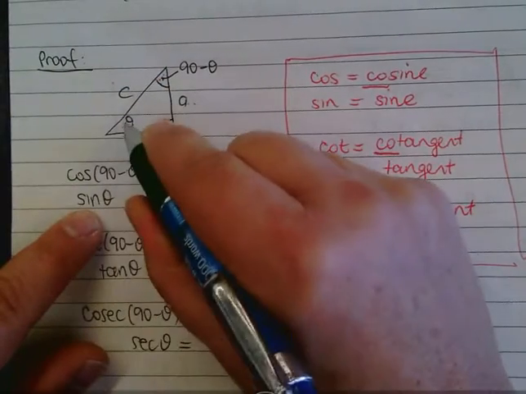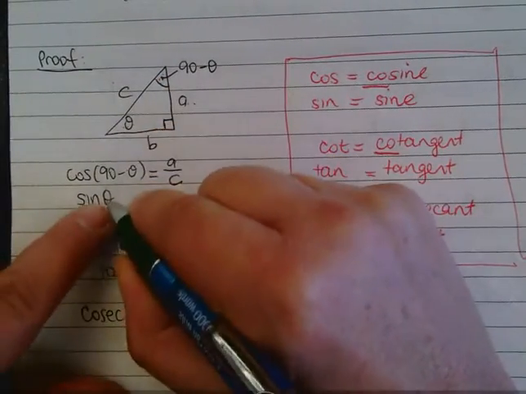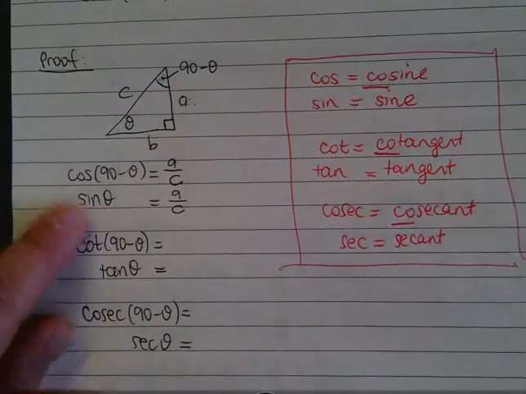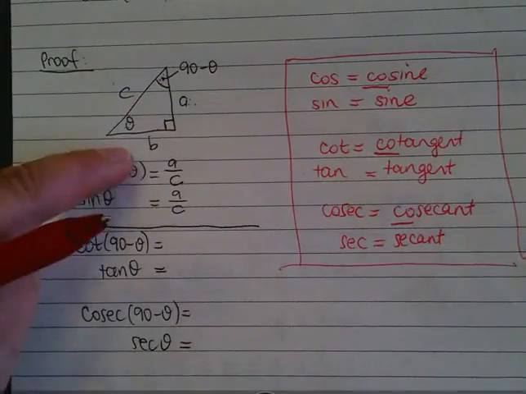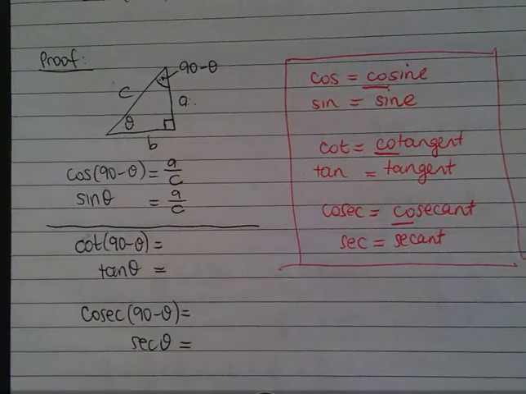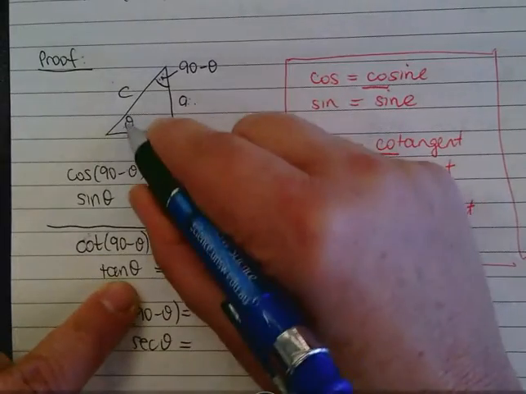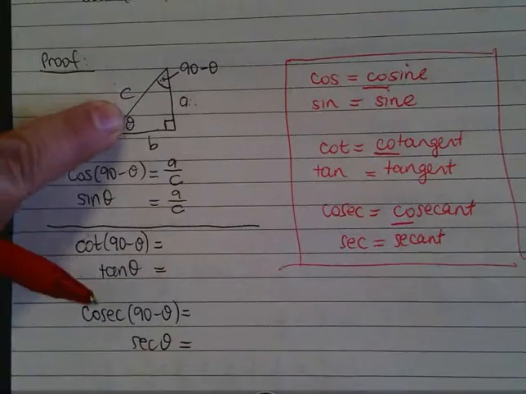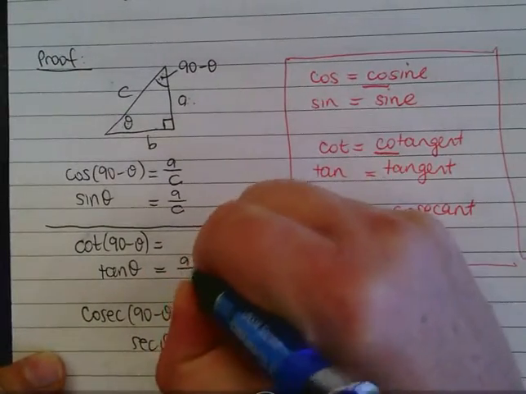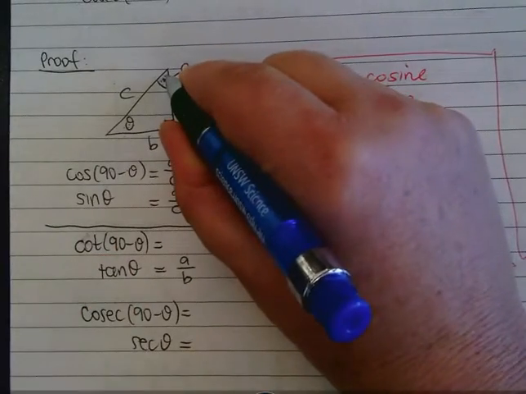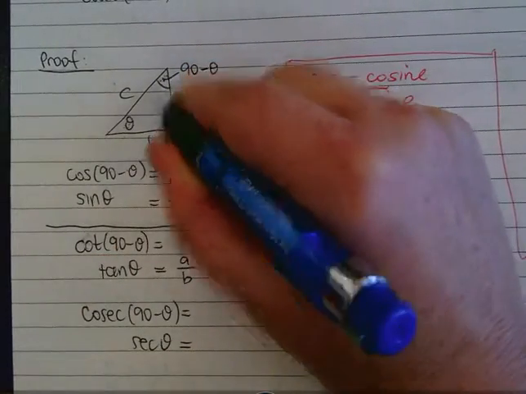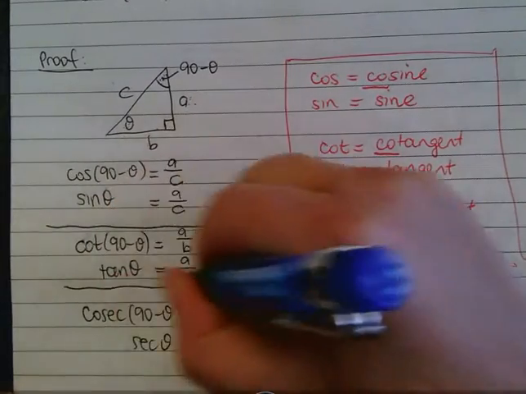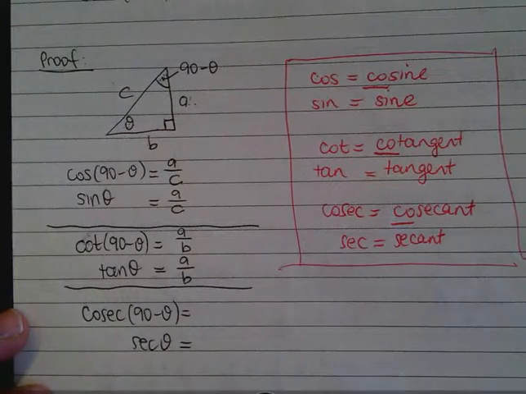What's the sine of theta? From this angle now, that's your point of reference. A on C. Can you see they're the same? So therefore cos of 90 minus theta equals sine theta. Now, cot. Let's do tan theta first. What's tan theta? Good. Now, cot of 90 minus theta. Cot is the reciprocal of tan. Tan would be B on A, so cot is A on B. So you can see that cot of 90 minus theta equals tan theta.